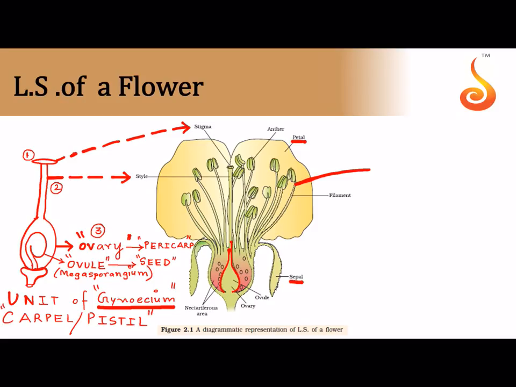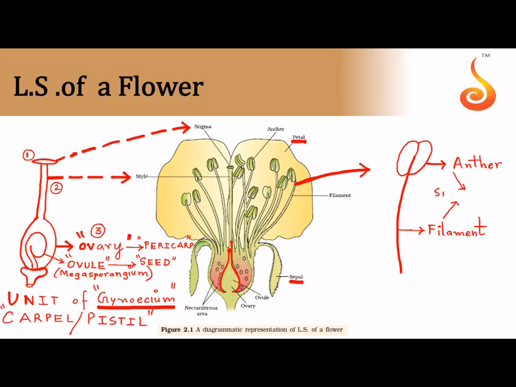Now the male reproductive part of the flower consists of a structure which has an elongated filament, and at the end of the filament there is a bilobed structure like this, and this bilobed structure is referred to as the anther, and this thread-like structure is referred to as the filament. Now, what do you call the anther and the filament together?